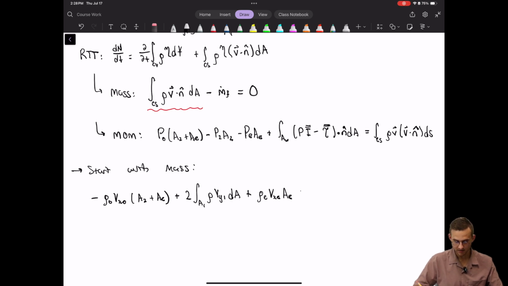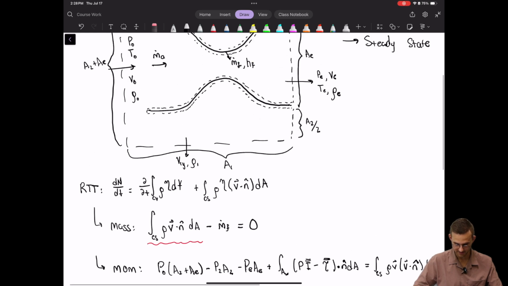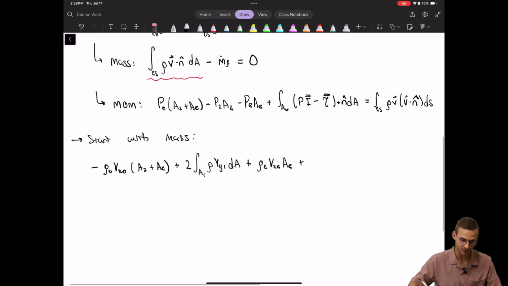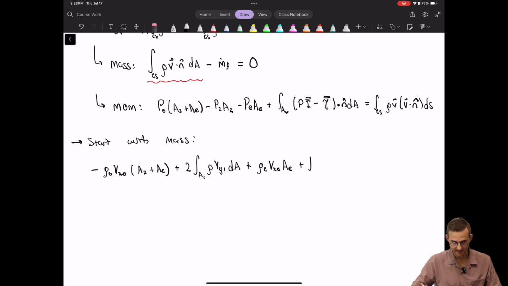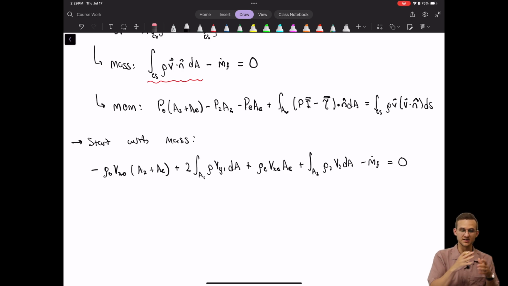And then again, for the A2 areas, the areas above and below the exit, we don't know what the velocity profile is going to look like there. So we just integrate that in A2: the integral over A2 of rho V2 dA. And by integrating over A2, I'm integrating over both those A2 over 2 pieces. Then we'll subtract m dot f, and that is equal to 0. Okay, so that's evaluating the chunks of that integral that we know or that we can evaluate.